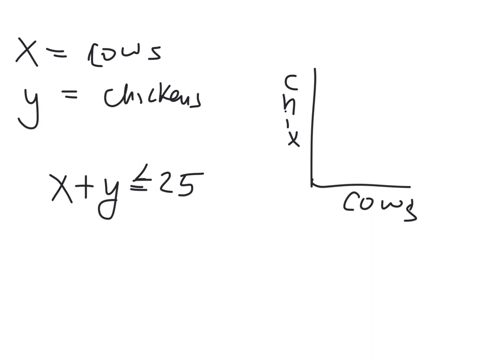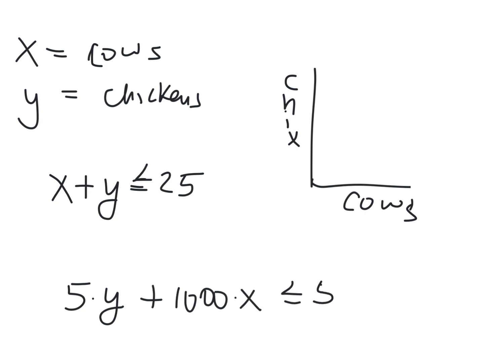All right. Next up, the other equation had to do with, it was $5 for each chicken, 5y, plus $1,000 for each cow, 1,000x. And that had to be less than or equal to 5,000 total that you can afford to spend on your animals. Now, given these parameters, you could get 5 cows. True? But you wouldn't get any chickens.